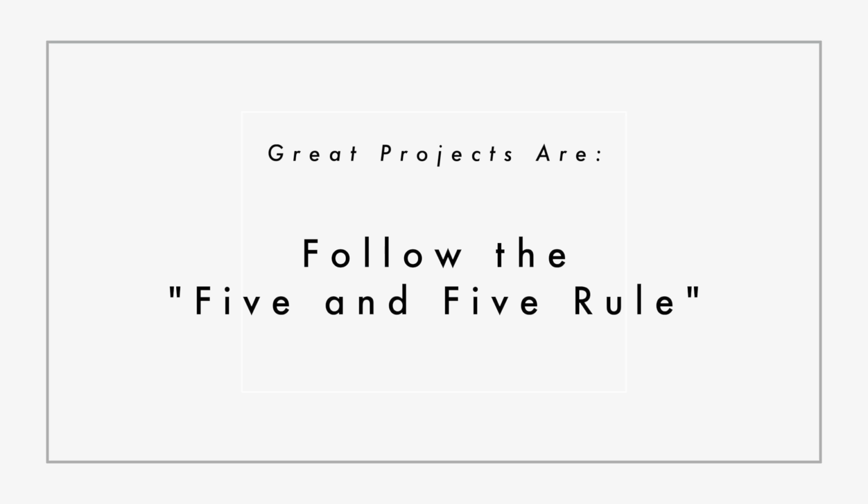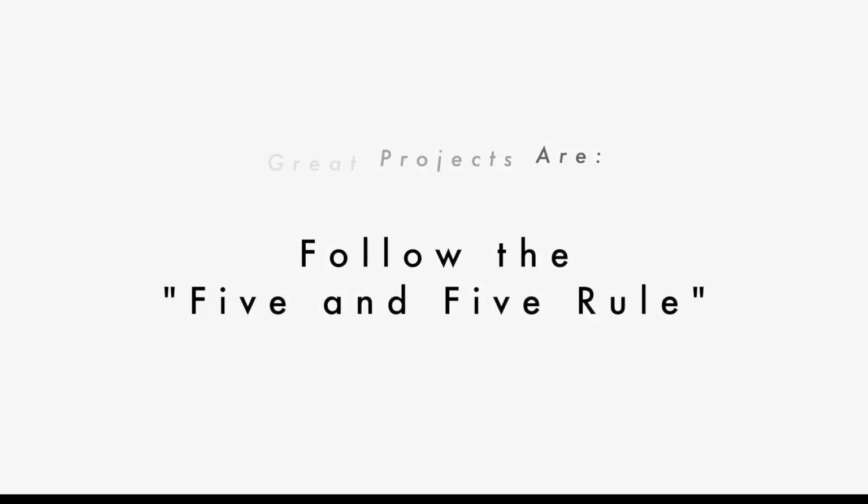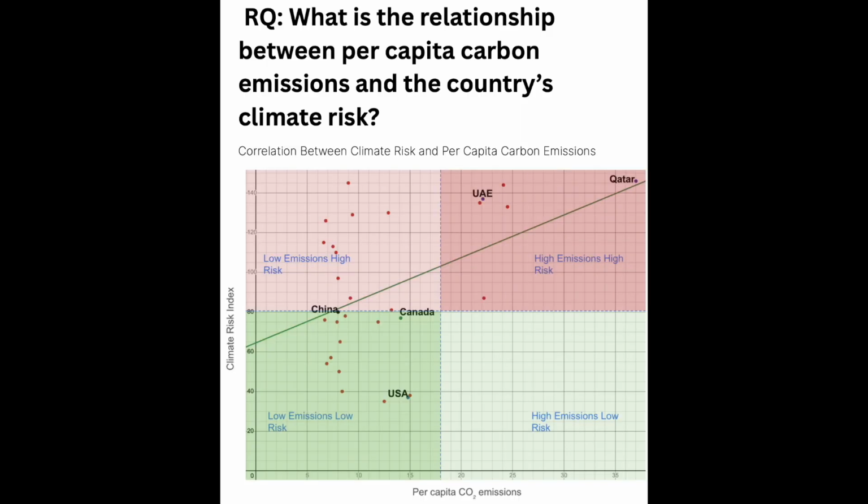The 5 and 5 rule is that the visual pops in 5 seconds and can hold your attention for 5 minutes. This one pops right away. It pops for a few reasons. The quadrants are colored differently. They're labeled. The question is interesting. I would like to know about this, but at times, I wish there was more information in it.